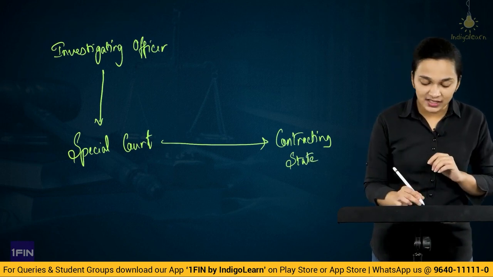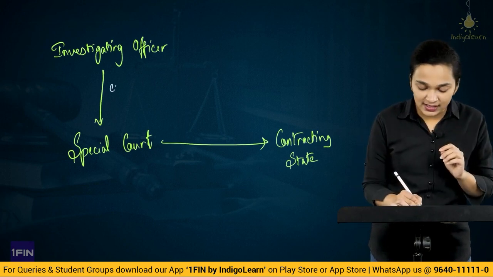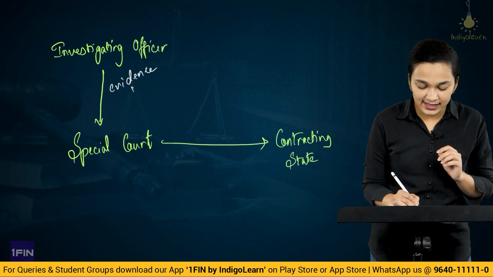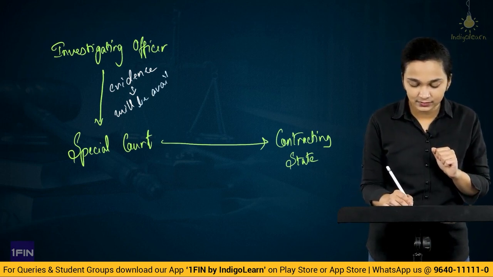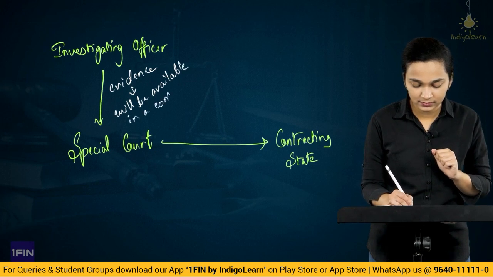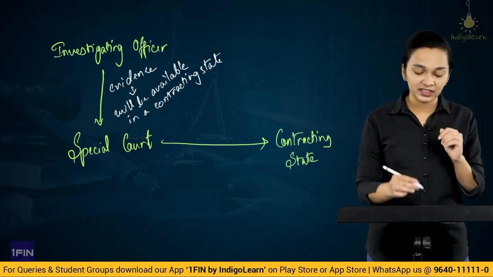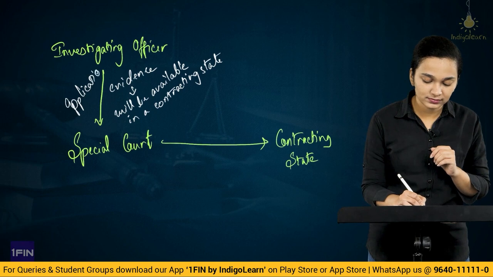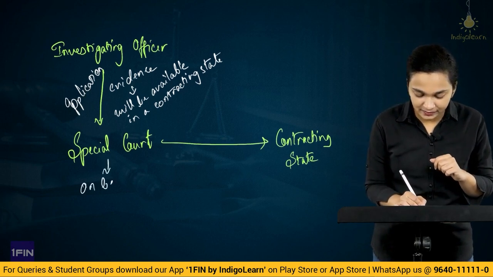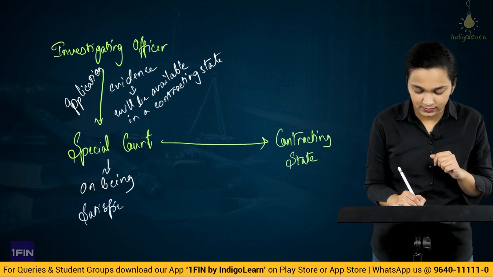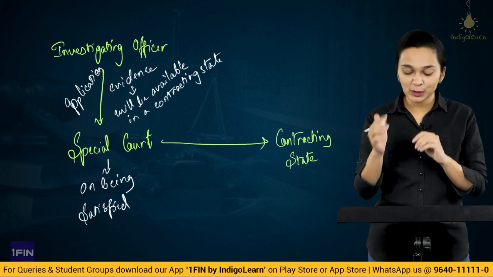So what is happening? An investigating officer is carrying on an investigation. He requires some evidence and is of the opinion that this evidence will be available in a contracting state. So, when the investigating officer is of such opinion, he will make an application to the special court with all the facts of the investigation and the proceedings. Now, the special court, on being satisfied with what? On being satisfied that this information or this evidence is actually required for the proceedings, the special court will issue a letter of request.